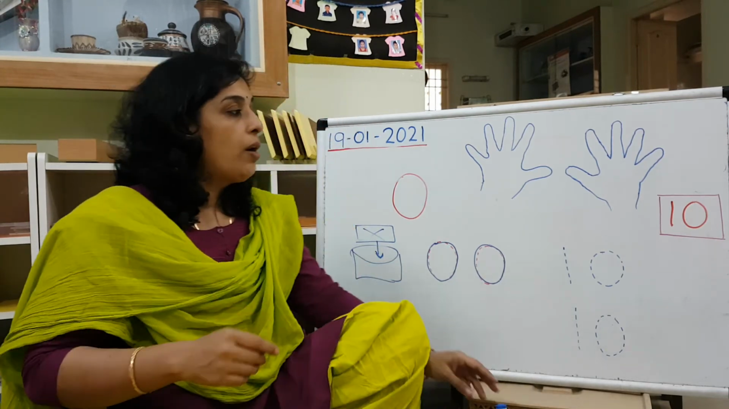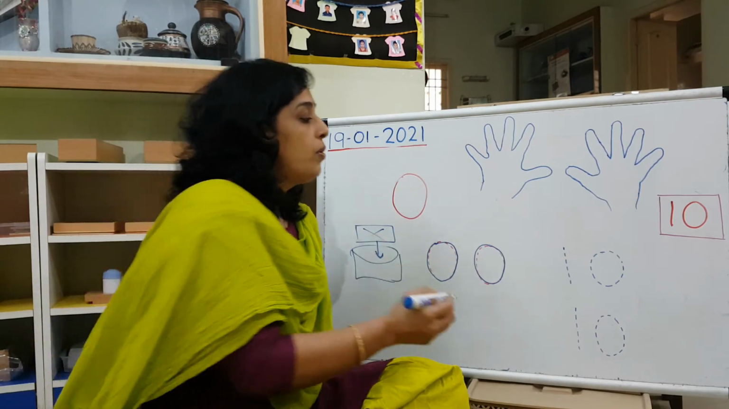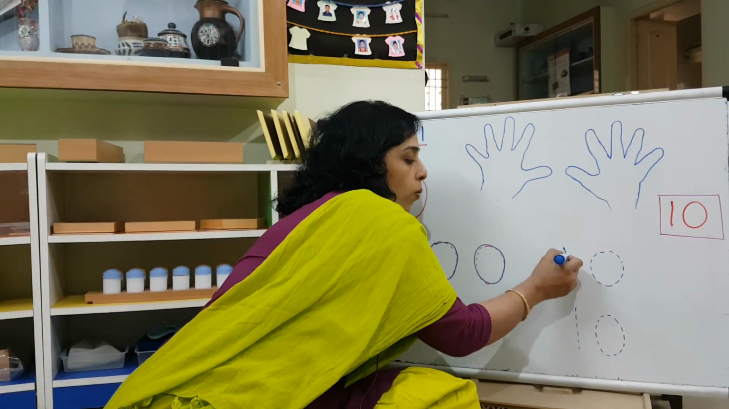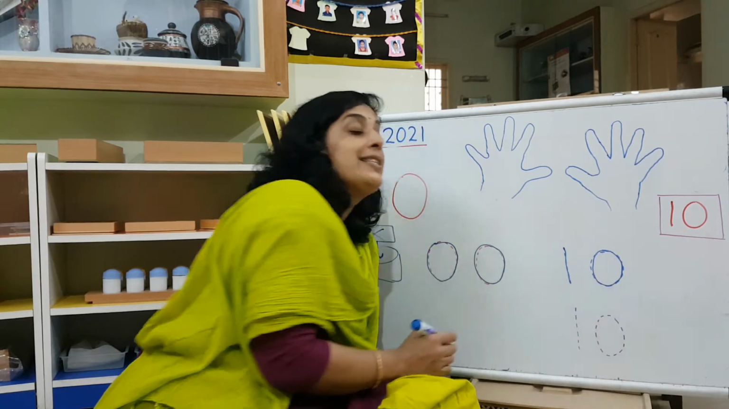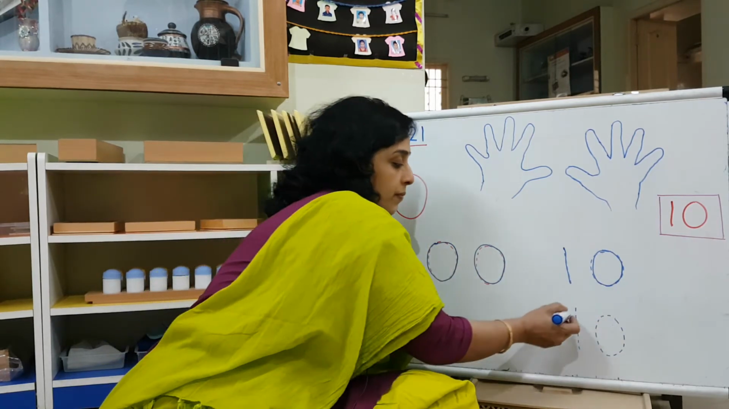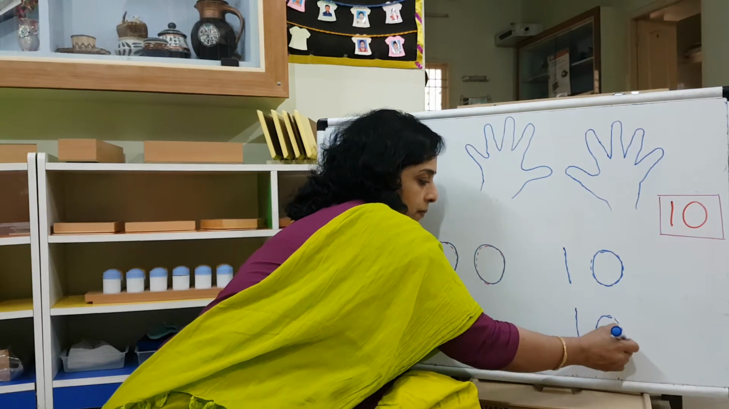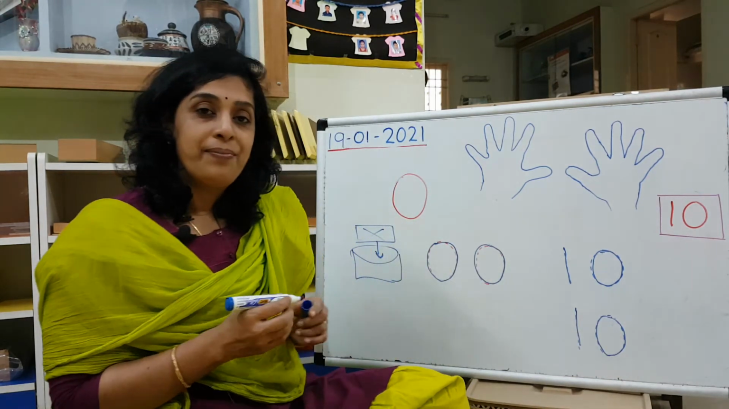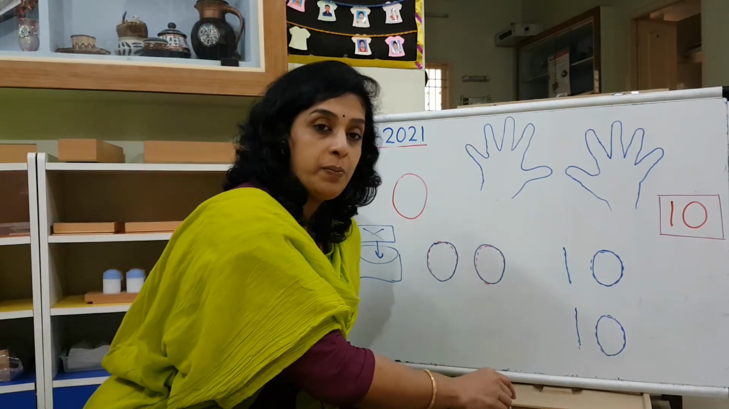Okay, now I'll show you how to write 10. We just counted there are 10 fingers. So you'll write it as 1, 0, 10. You got it? Now shall we see what is there in our workbook?